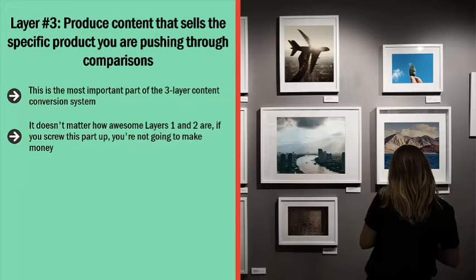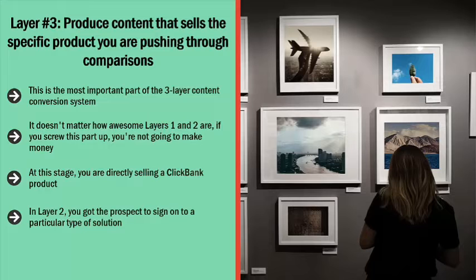This is where the rubber meets the road. Seriously, this is where you drop your ClickBank product affiliate link. At this stage, you are directly selling a ClickBank product. Now, what makes this very effective is that you're not blatant about it. In layer 2, you got the prospect to sign on to a particular type of solution. They're not going to click through to layer 3 if they do not agree with you that a certain category of options is the best for them. They would stay on layer 2 and move on.